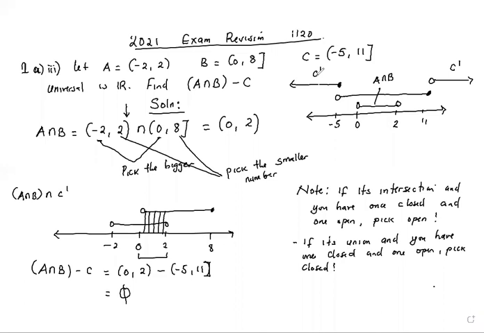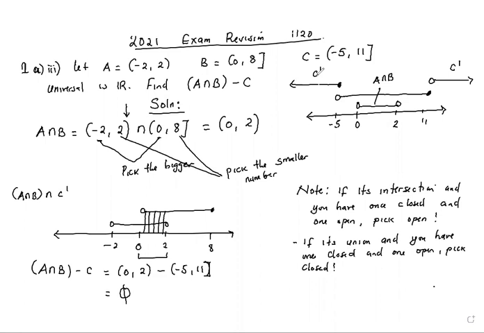So how do you get the intersection? The intersection, we've shaded. You shade, or you pick the bigger number from the left, the smaller from the right. Or forget about that, you shade. You have 0 to 2.